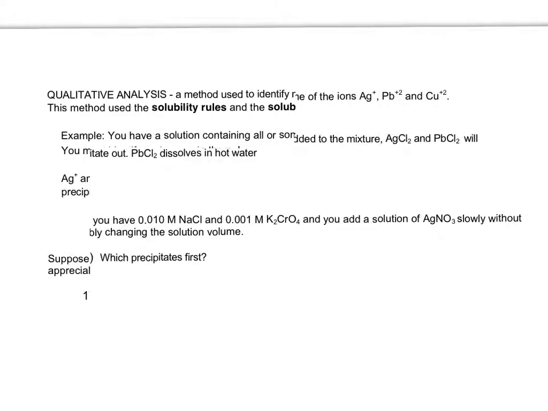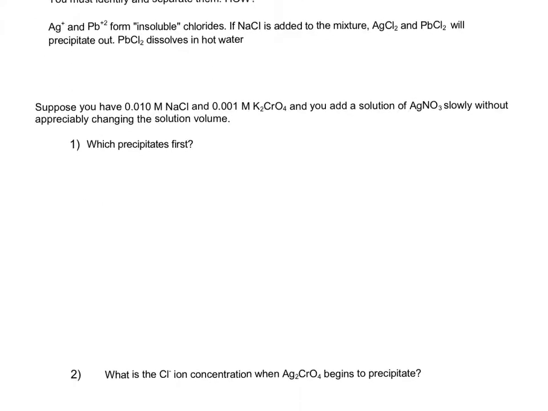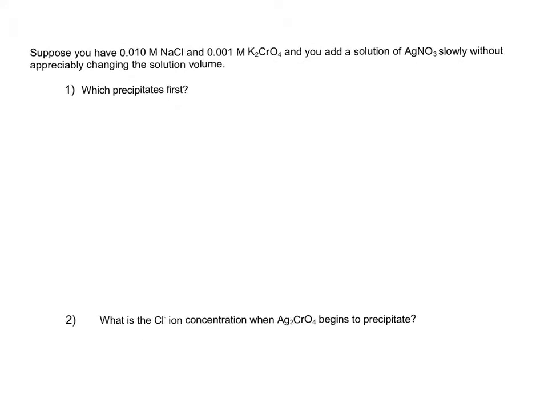Let's try a problem here. It says, suppose that you mix 0.01 molar NaCl with 0.001 molar K2CrO4, and you add a solution of AgNO3 slowly without appreciably changing the solution volume. Which one would precipitate first? So let's first figure out what could precipitate before we figure out what could precipitate first.